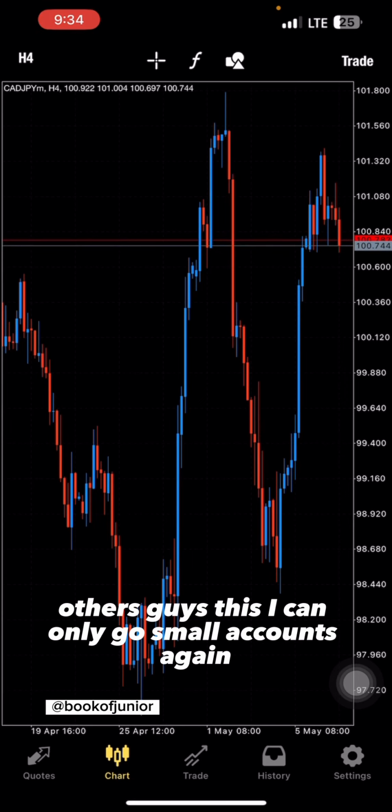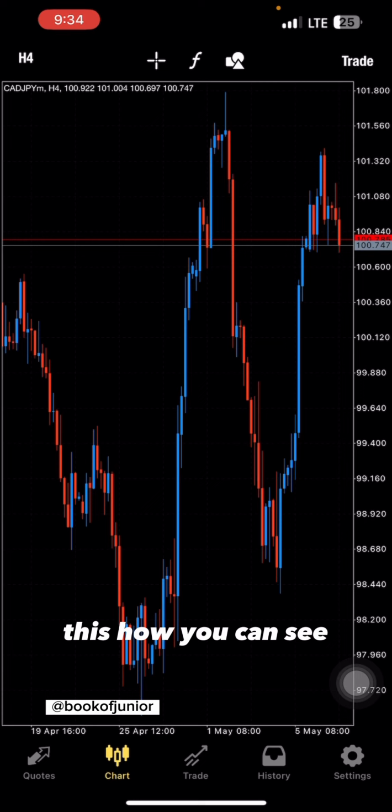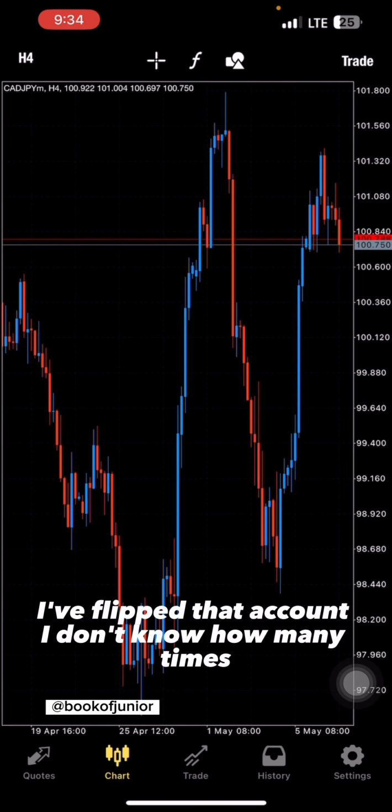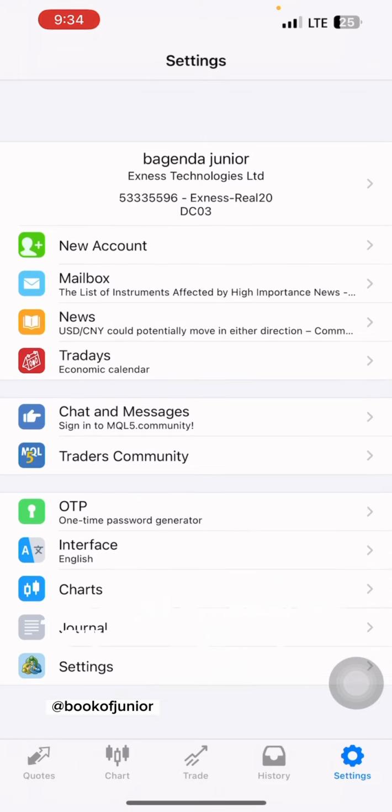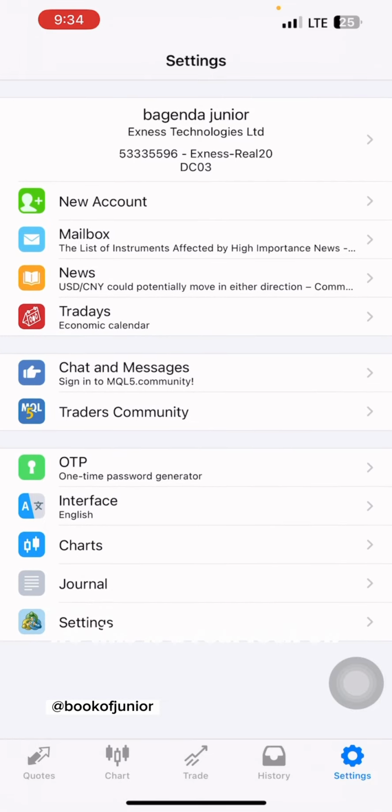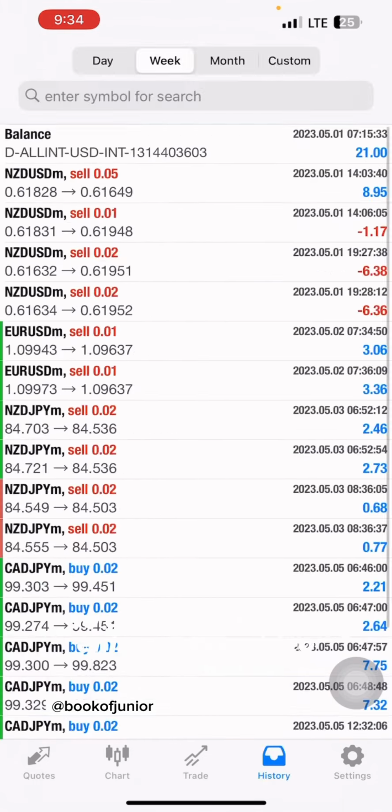Guys, this is how you can grow small accounts again. You can see I've flipped that account I don't know how many times. And this is a real account. Most of you guys may say, okay, this guy is doing this on a demo. No, this is a real account. You can see, real account.